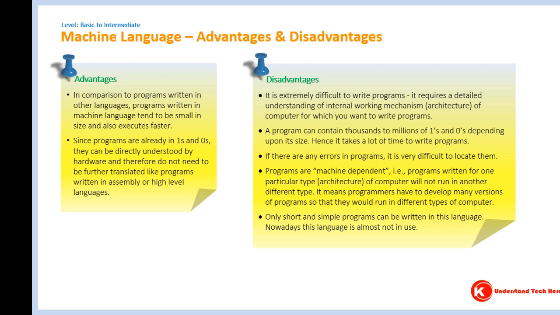If there are any errors in programs, because all you see is ones and zeros, it's very difficult to look at them. Programs are machine dependent. It means programs written for one particular type of computer will not run in another different type. It means programmers have to develop many versions of program so that they would run in different types of computer. In fact, only short and simple programs can be written in these languages. Nowadays, hardly anyone uses this language to write commands.